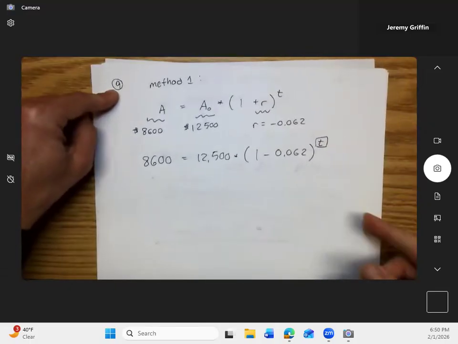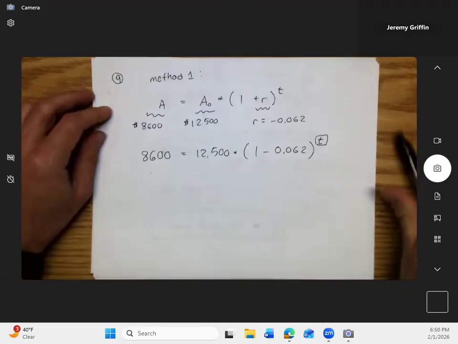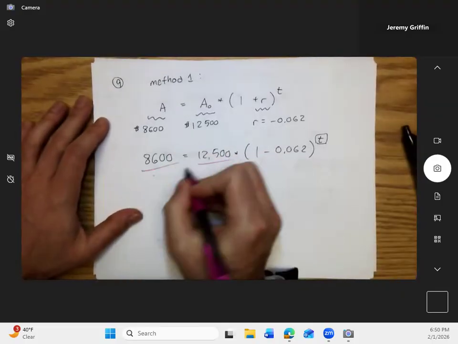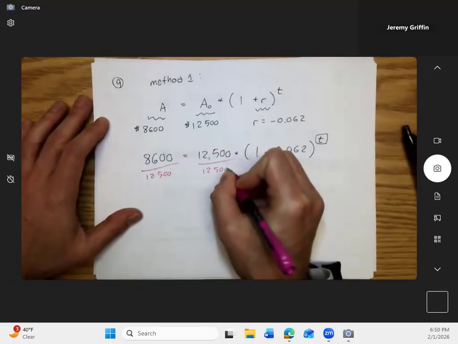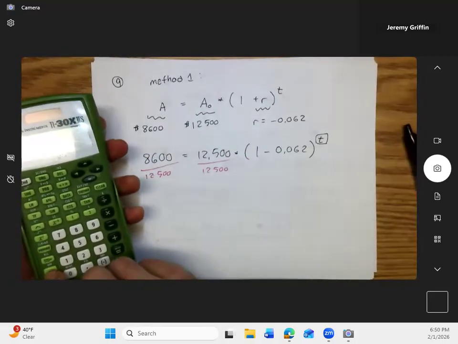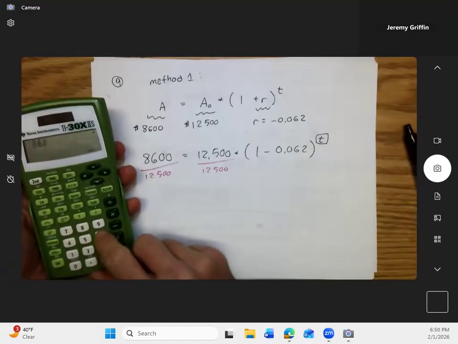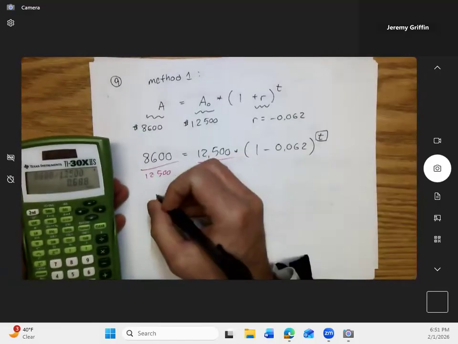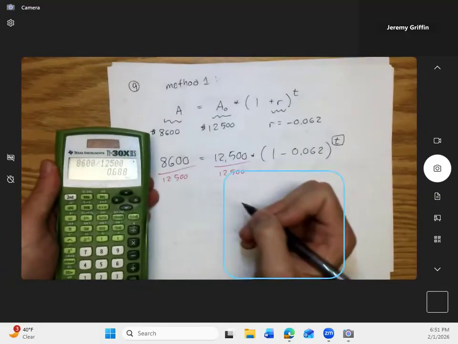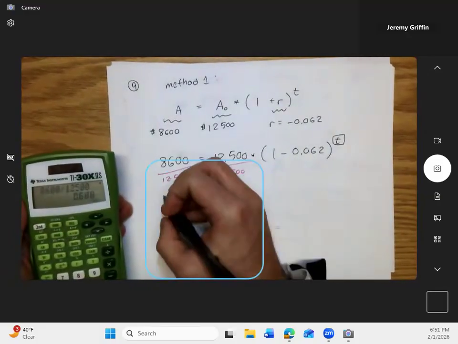We can call this method one. So divide both sides by 12,500. So 8,600 over 12,500. It looks like it's worth about 68.8% of its original value. That's one way to think of it.